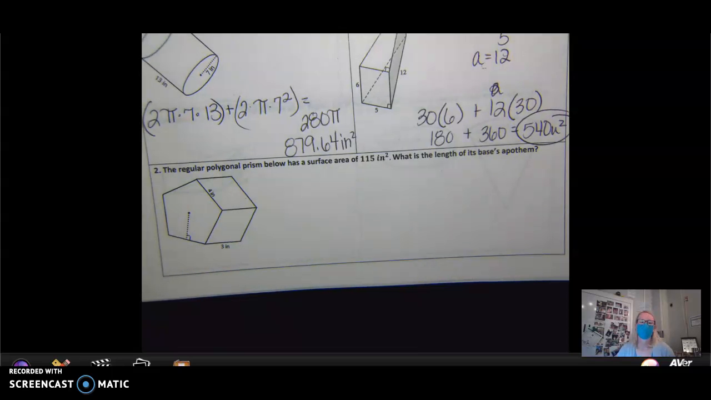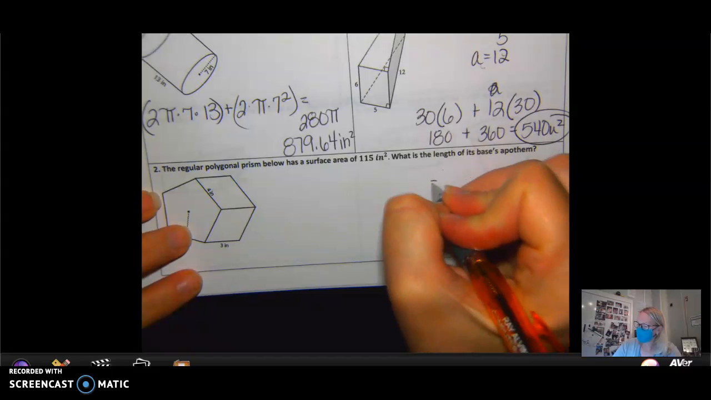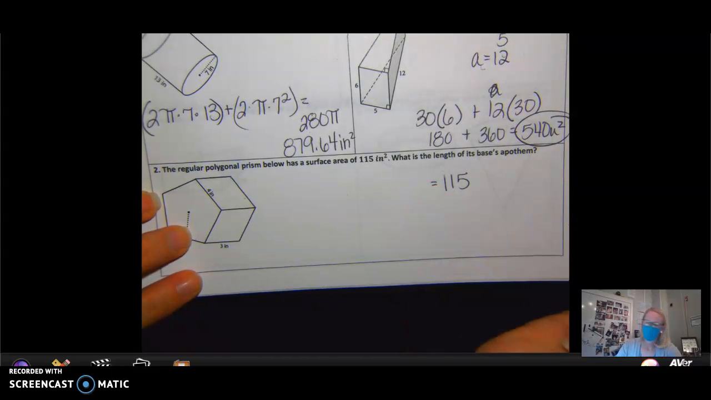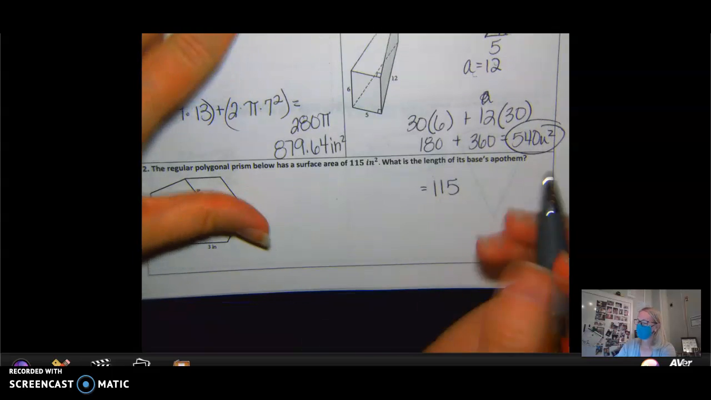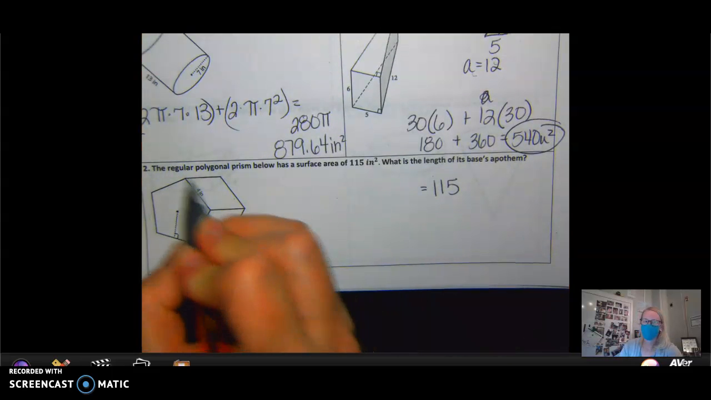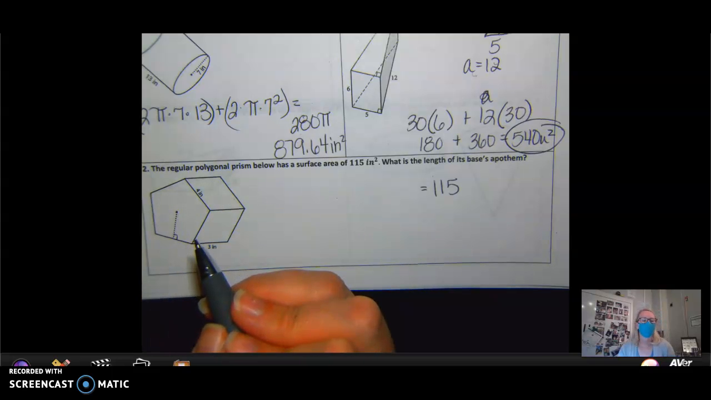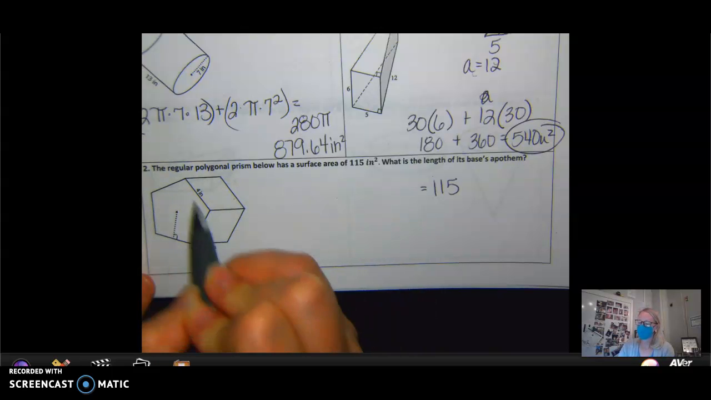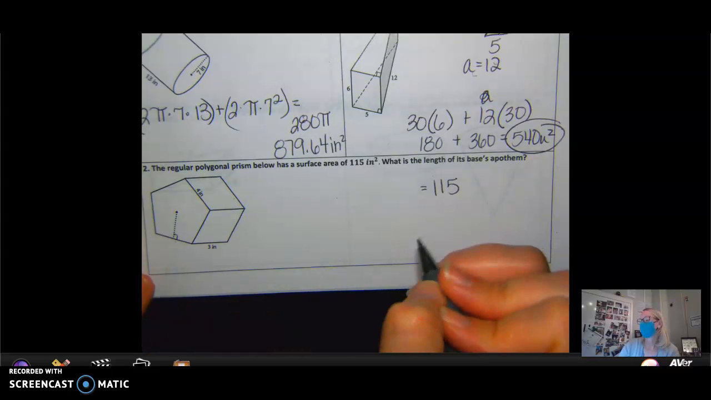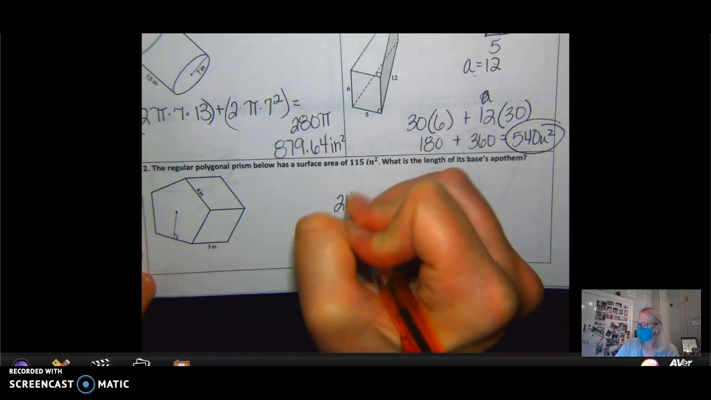All right, help me, guys. The regular polygonal prism below has a surface area of 115. What is the length of the base's apothem? Okay, so we know that it equals 115, right? So if I go back up to this formula, it says perimeter. What is the perimeter of this guy? What essentially I'm doing, guys, is I'm plugging in what I know to solve for the apothem, right? What's the perimeter of this pentagon? 20. So it's perimeter times height.